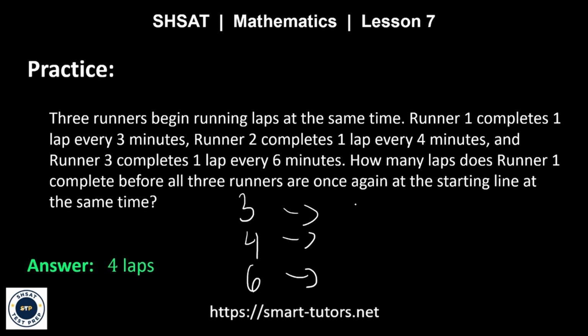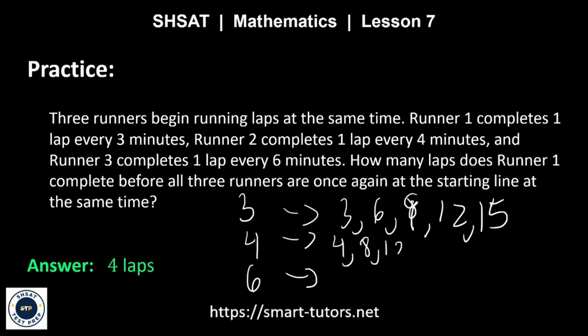So you want to see when all of them have a common multiple. 3 has 3, 6, 9, 12, 15. 4 has 4, 8, 12, 16. 6 has 6, 12, 18. So you notice that the least common multiple is 12. So that means at 12 minutes, all of them are going to be at the start line.